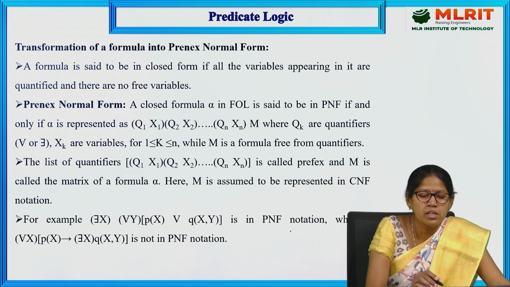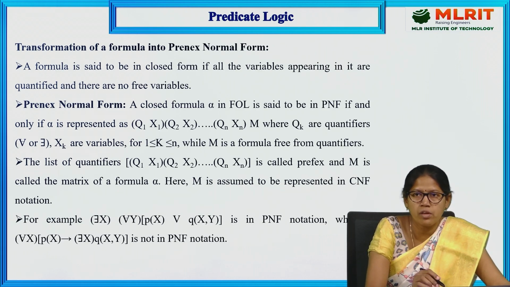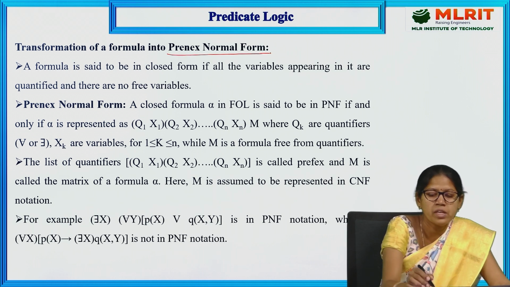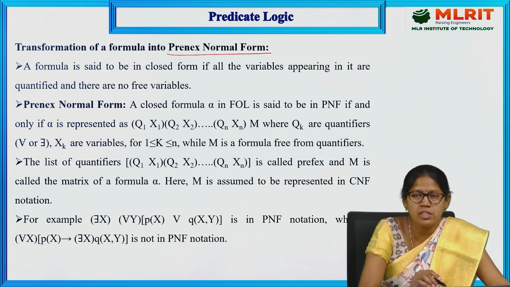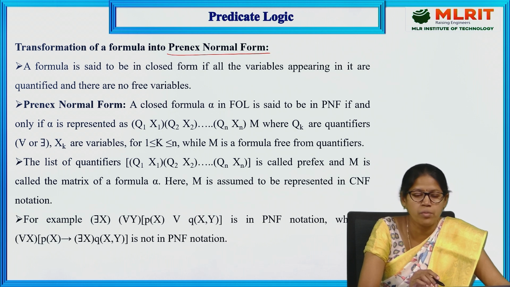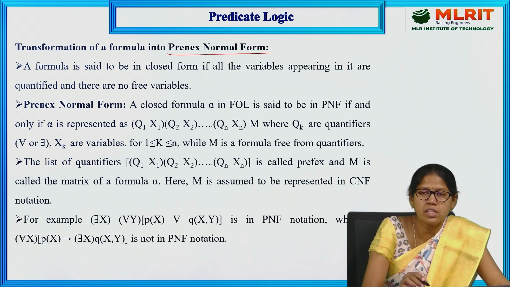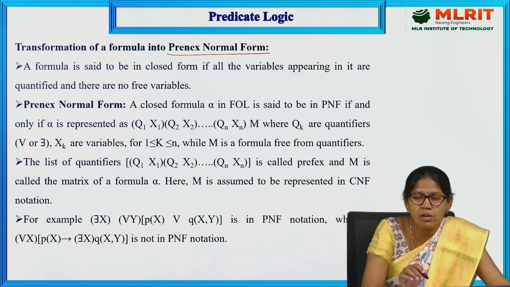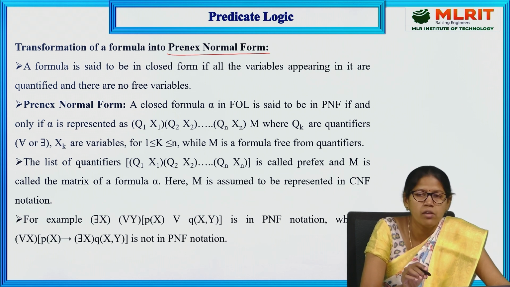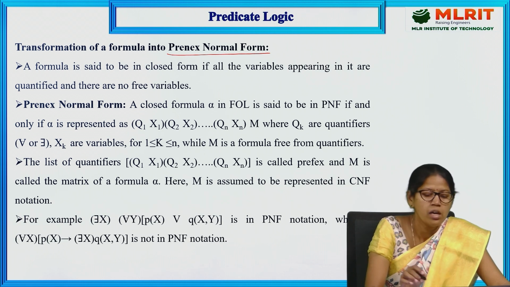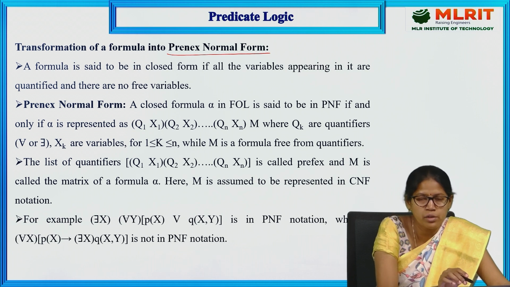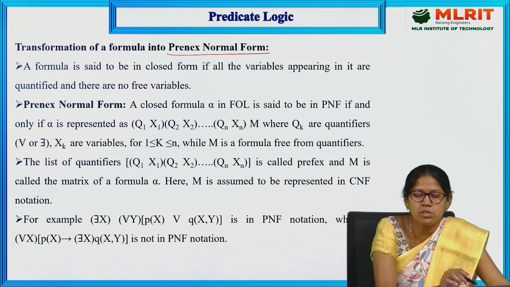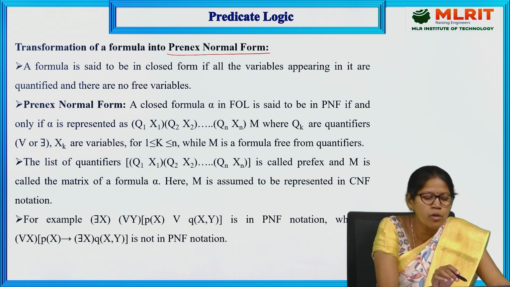In predicate logic, we will have two types of forms. The first one is the Prenex normal form or PNF, and the second one is the Skolemization form. The PNF form is when the formula alpha contains each variable in the formula having a quantifier Q, then it is said to be in the form of PNF.